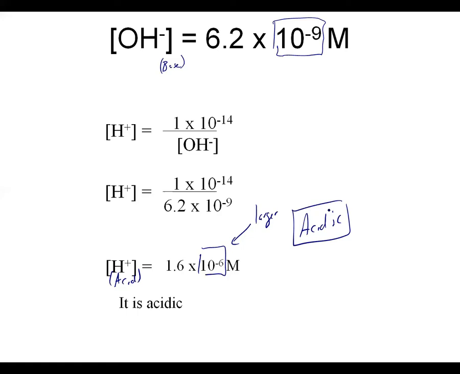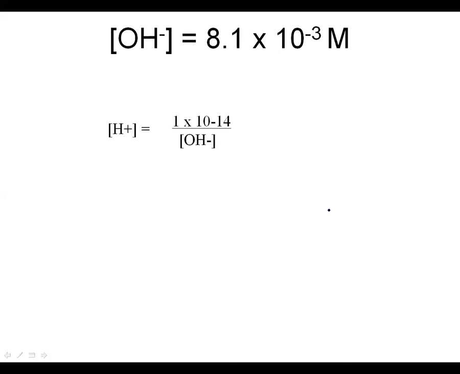Hopefully you're getting the hang of your calculator. And our last one here, also we're given the OH minus concentration. So that would allow us to calculate the H plus concentration. And again, it's 1 times 10 to the minus 14 divided by 8.1 times 10 to the minus 3.